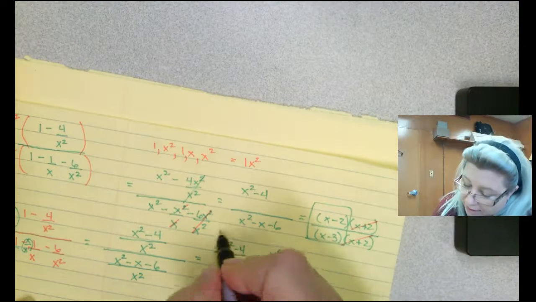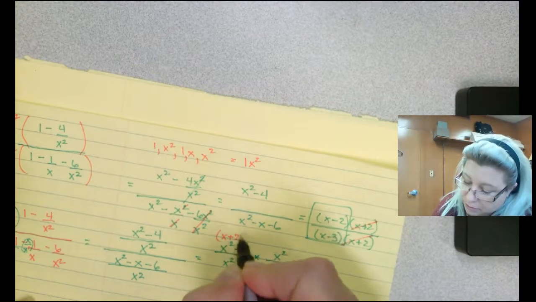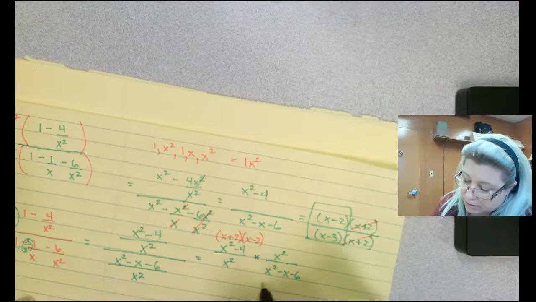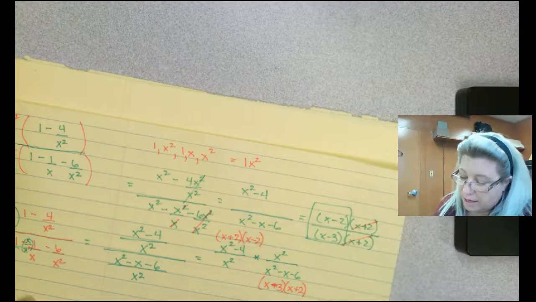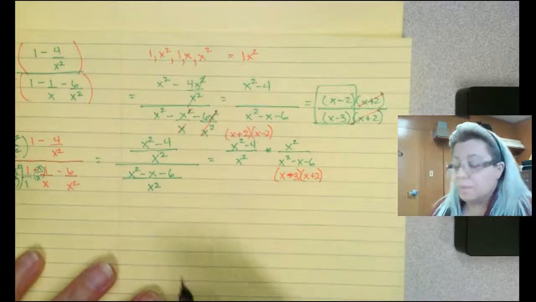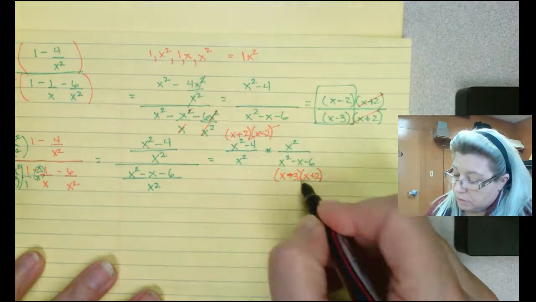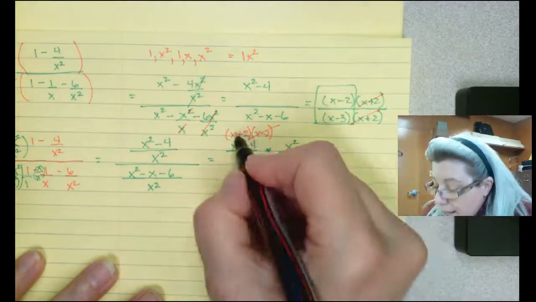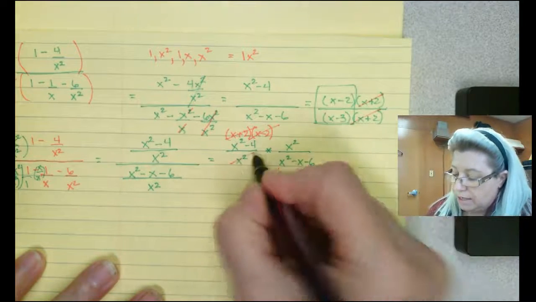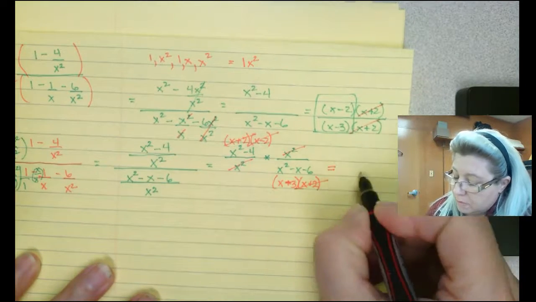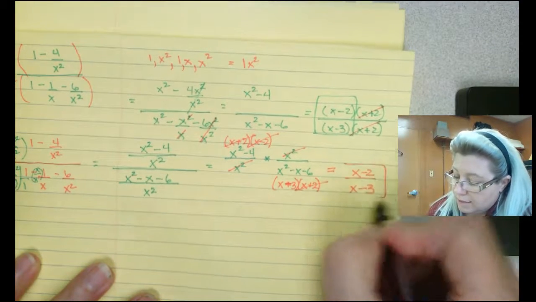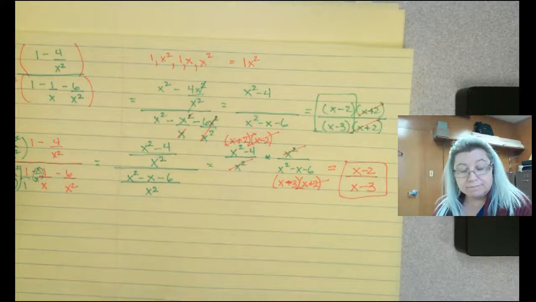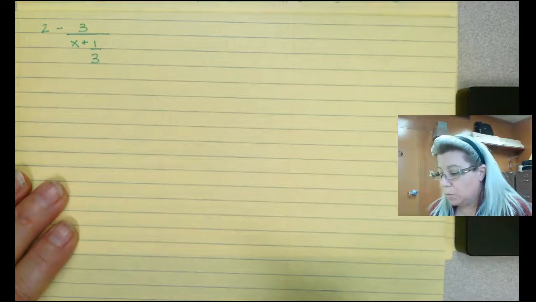And I'm going to go ahead and factor that: x plus 2, x minus 2, and x plus 2, x minus 3, and I'm going to start reducing. Oops, sorry about that. The x plus 2's cancel, and the x squared's cancel. This leaves me with x minus 2 all over x minus 3. Same answer, different method. All right, let's try a new problem.